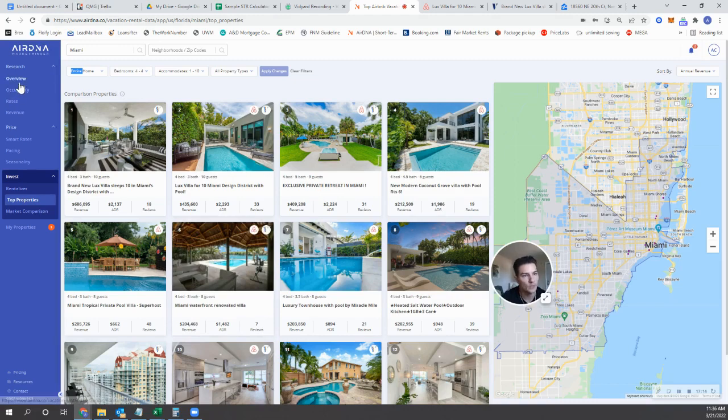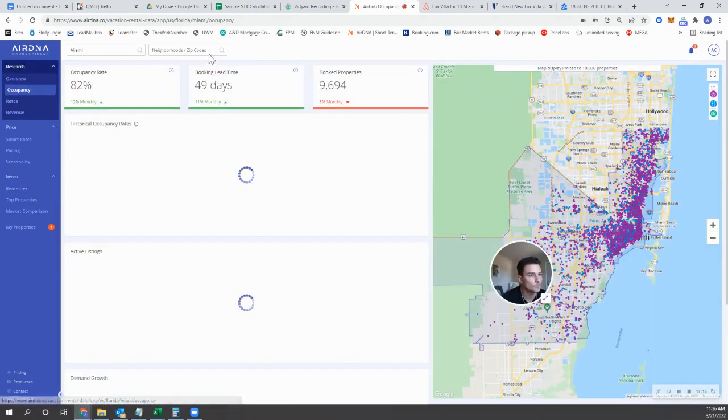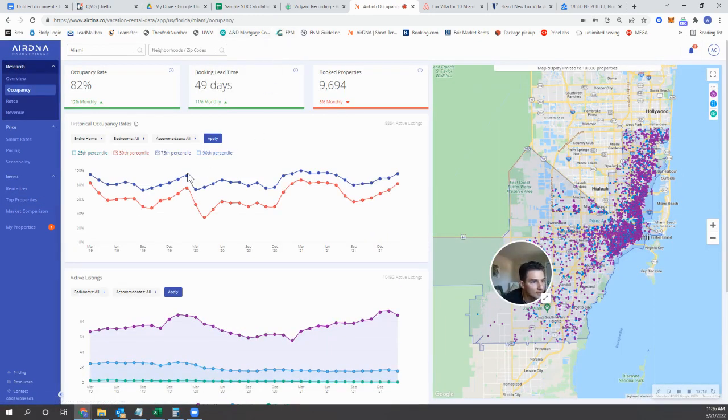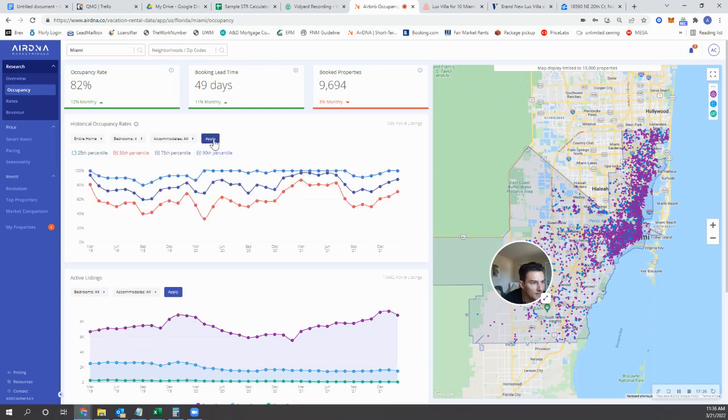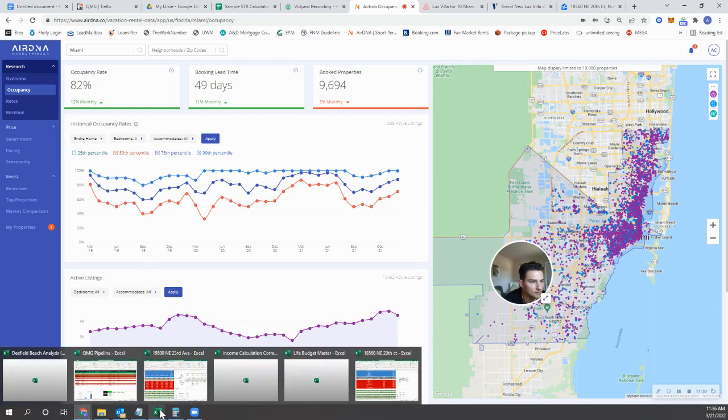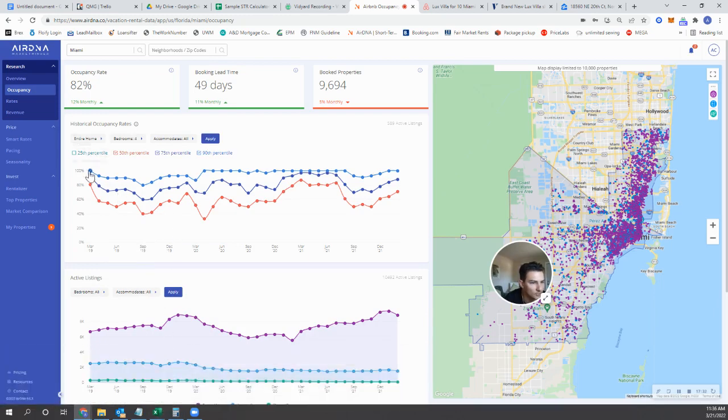So let's go to occupancy. We're looking at the occupancy in the area. This is obviously a very big area. We're going to highlight 90th percentile. We're going to go bedrooms 4. We're going to apply that. 4 bedrooms. Now we can see. So let's just take this data and plug it in. We're at the 90th percentile.